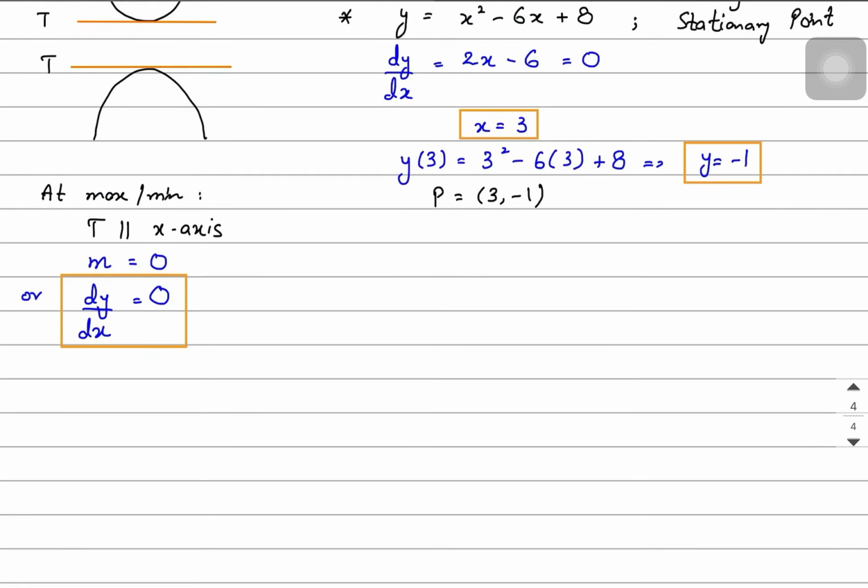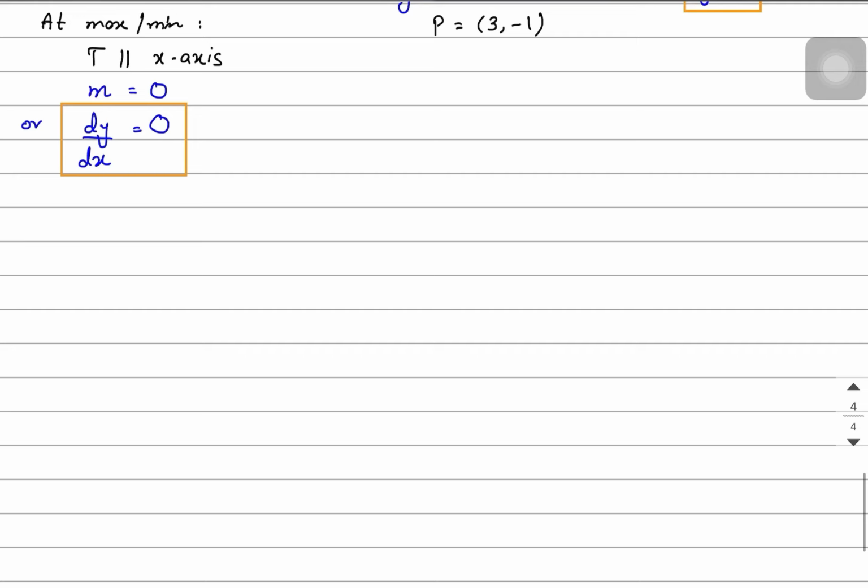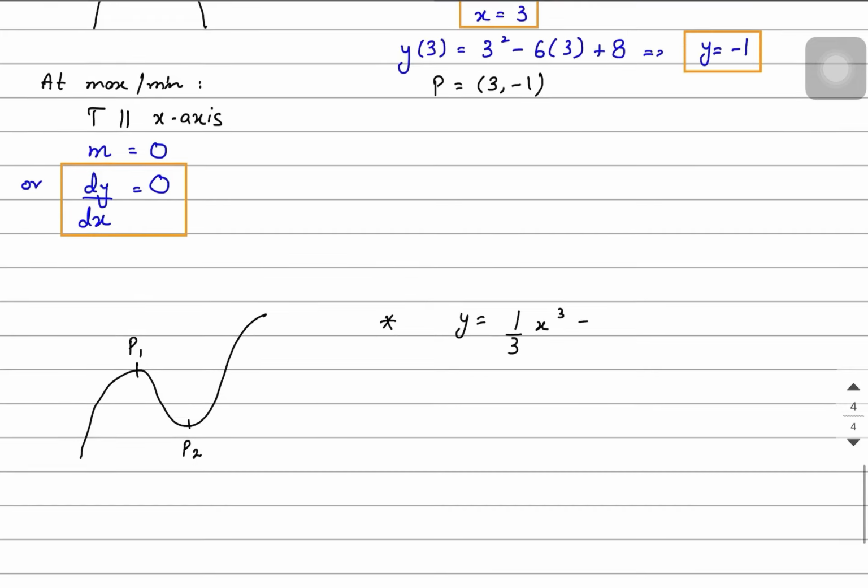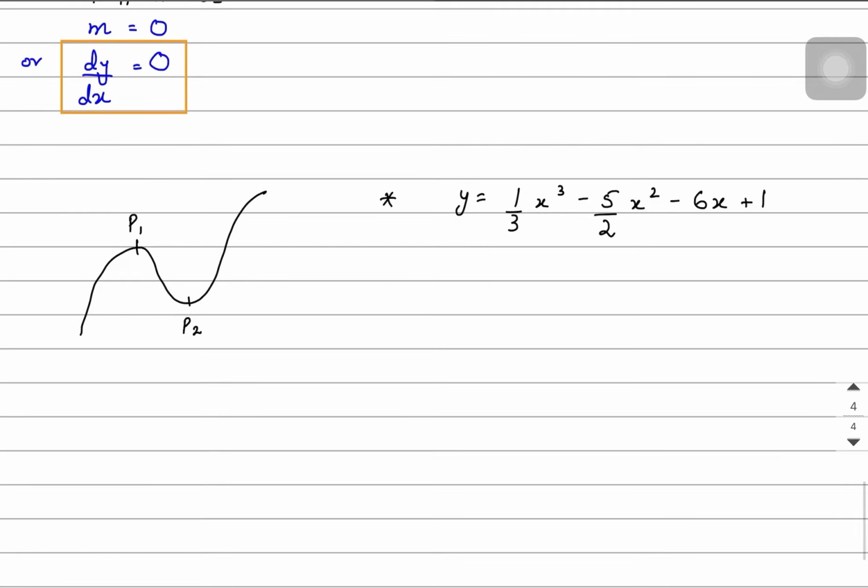Next, what if we don't have a quadratic curve, but a cubic curve? You can see that this is a turning point P1, and that is a turning point P2. So suppose we have y equals 1 over 3 x cubed minus 5 over 2 x squared minus 6x plus 1. So now what do I need?